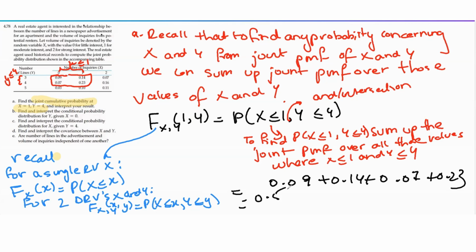The key over here is to remember that when you want to use the joint PMF to find any probability concerning X and Y, just sum up the joint PMF for those values of X and Y. Here we wanted to sum up the joint PMF for those values where X is less than or equal to 1 and Y is less than or equal to 4, which just became this region. So we summed up the joint PMF over these values: the probability X is 0 and Y is 3, X is 1 and Y is 3, X is 0 and Y is 4, and X is 1 and Y is 4. All of these correspond to where X is less than or equal to 1 and Y is less than or equal to 4.